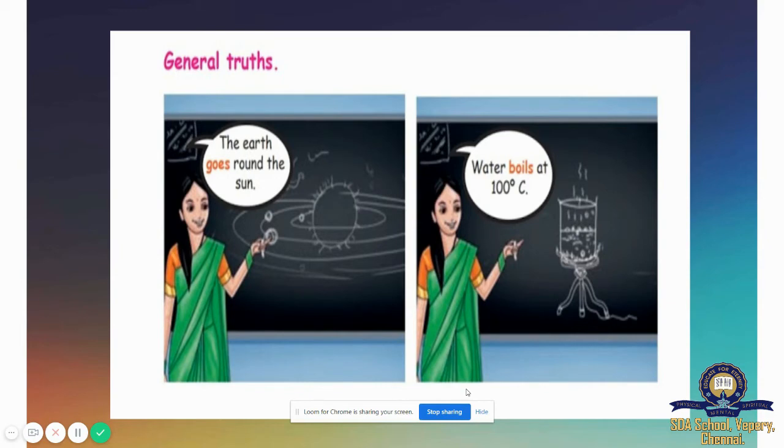Next, there are 24 hours in a day. There are 24 hours in a day. So here the present tense is are. Yes, very good.